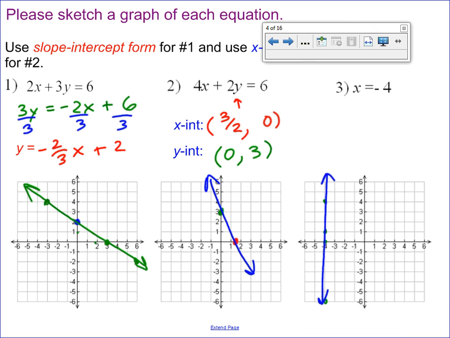What's the slope of any vertical line? Right? How much you rise or fall as you move along from left to right? Adam? Undefined. The slope of a vertical line is undefined. The equation is not undefined. The equation is x equals a number. X equals negative 4. The slope is undefined. Right? The slope of a vertical line is undefined.